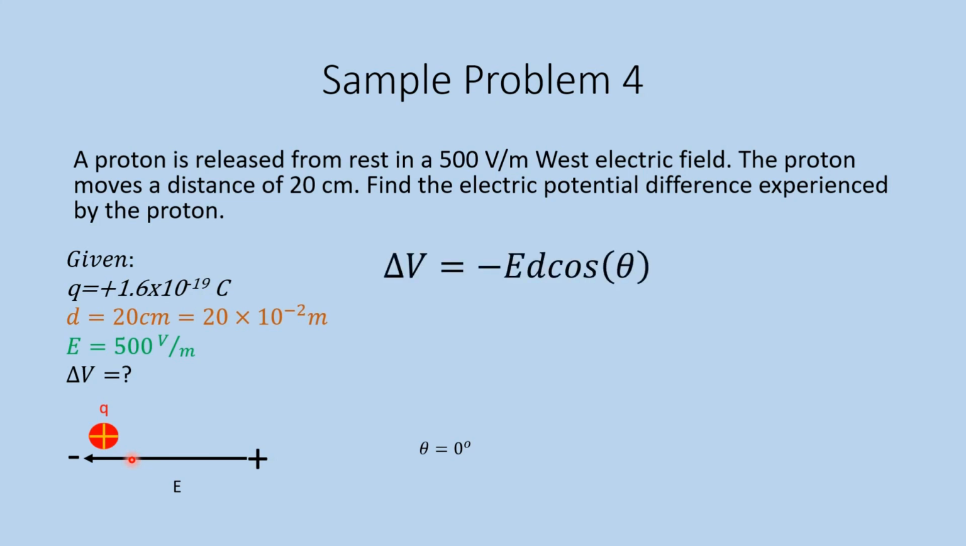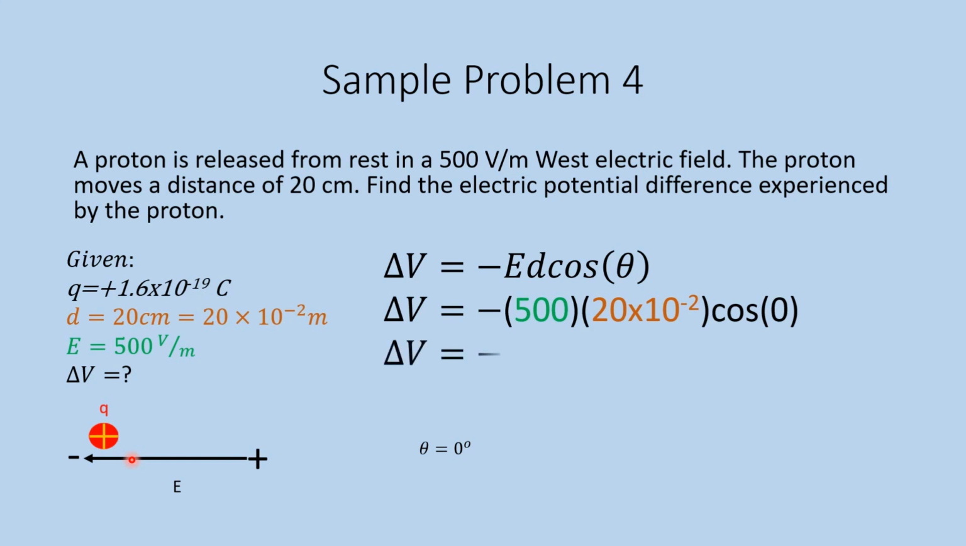We apply the formula delta V equals minus E D cosine theta. We replace E is 500, D is 20 times 10 to the power negative 2, and the angle in this case is 0 degrees, and we get the answer as negative 100 volts. Let's validate. Okay, the proton moved from an area of high potential to an area of low potential, from positive to negative. So the difference in electric potential should be negative. Yes, this answer is valid.